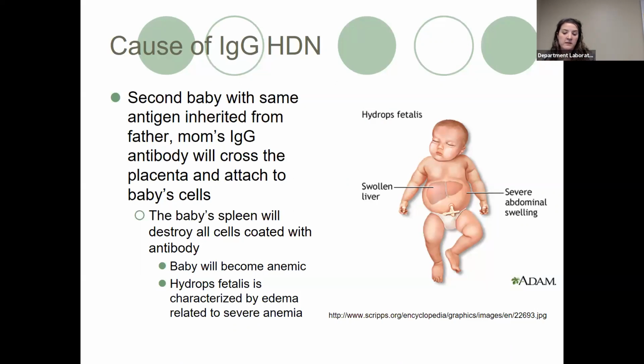So hydrops fetalis in your fetus is characterized by edema. So usually you're going to have abdomen swelling and symptoms of anemia. The abdomen swelling is number one because the spleen is involved in extramedullary erythropoiesis, and part of the edema is that they're going to have excess fluid collection in their abdomen as well. And if they have kernicterus, it can even cause swelling in the brain. Okay.